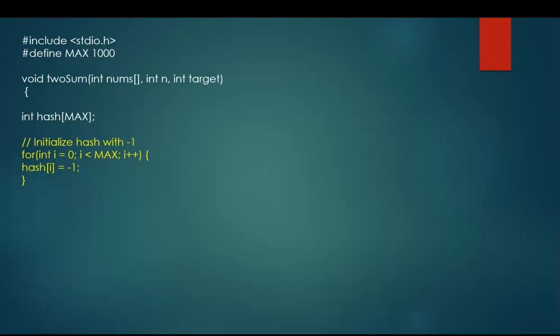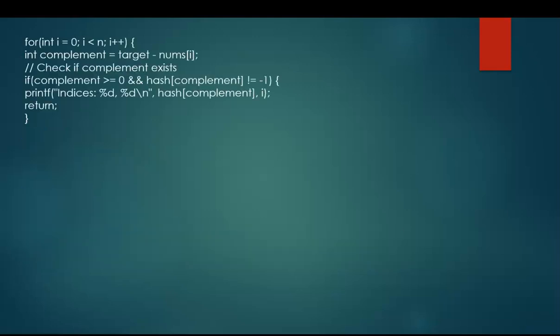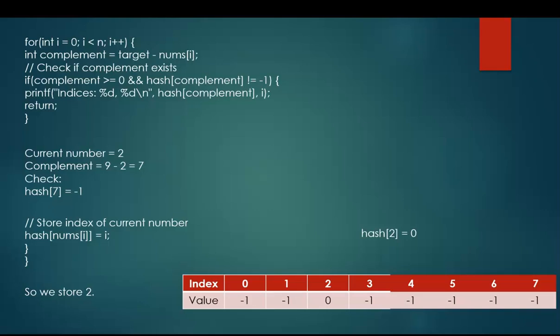So let us break it down for better clarity and understanding. This is what the function is doing. The function is initializing all the values to -1 in the first iteration. This is the visualization part, followed by the computation part. The current number is 2 as we discussed. Complement is 9 minus 2, which is 7. You are checking 7 is greater than 0, but hash of 7 is equal to -1. So I am not printing the indices; rather I am storing the index of the current number. So we store it: hash of 2 becomes 0 here.